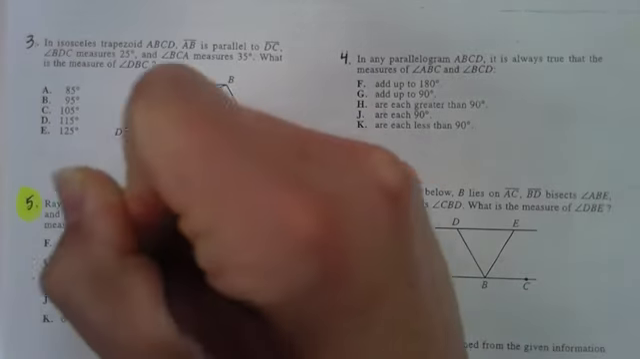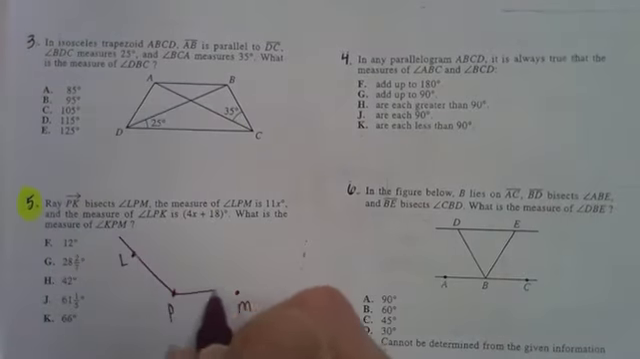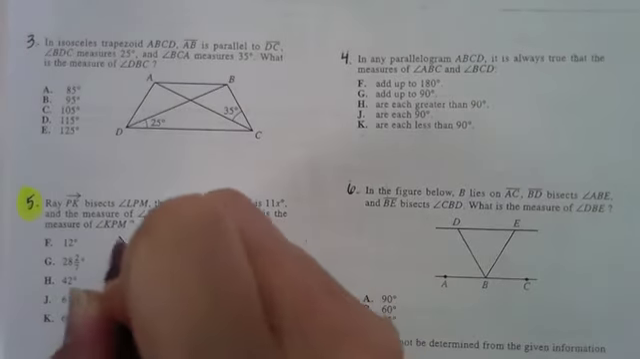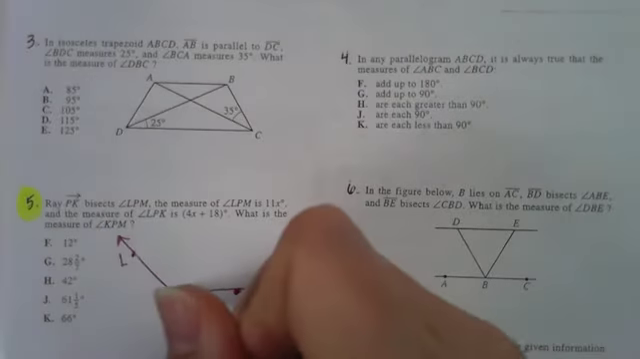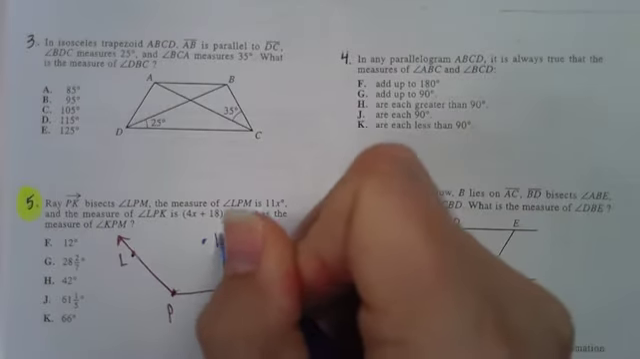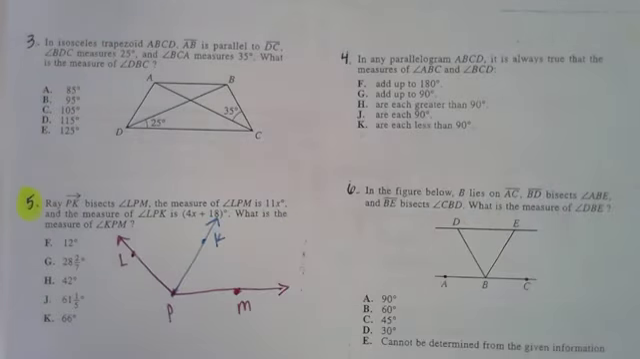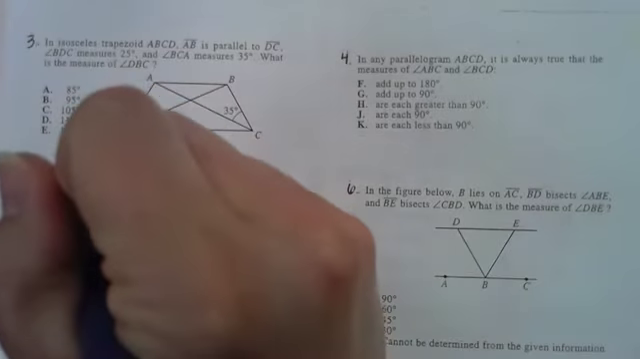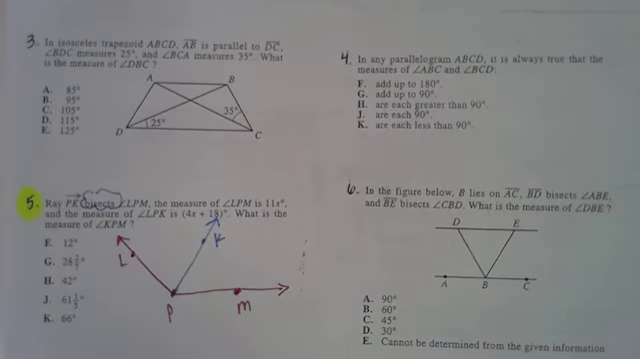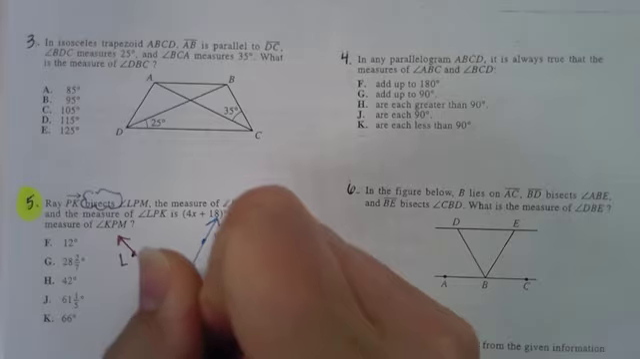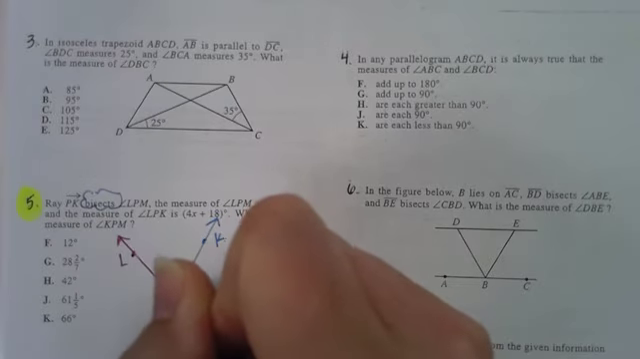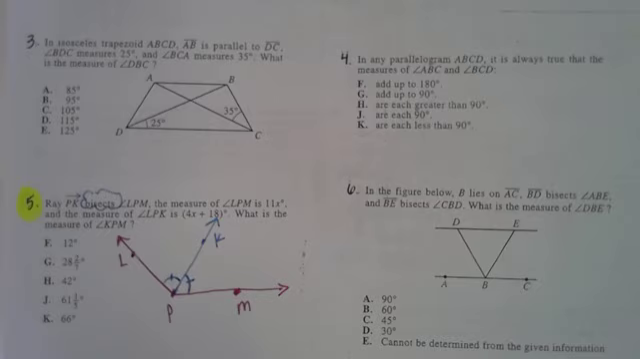LPM is an angle. All right, so there's my angle LPM. And then ray PK bisects it. It starts at P and passes through the point K, and it's a ray, so it continues on in one direction. And what does bisect mean? Bisect means there are two equal pieces, two equal angles. They are the same size.